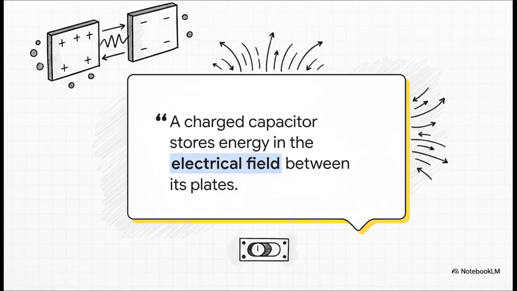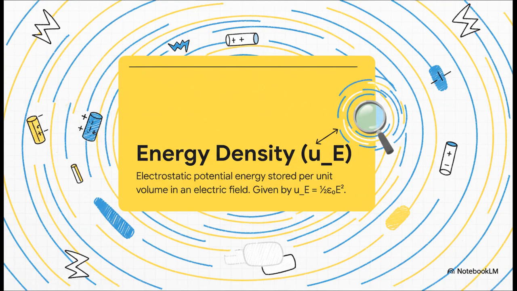Think of it like this. As we push charge onto the capacitor's plates, we have to do work against the repulsion of the charges already there. We're fighting to build up this electric field. That work doesn't just vanish into thin air. It gets converted into potential energy that's stored in the field itself. If you disconnect the capacitor, that energy just sits there, waiting in the space between the plates, ready to be let go.